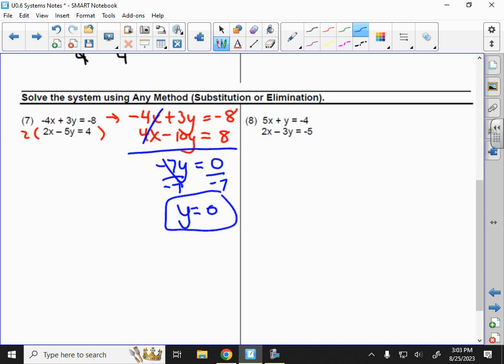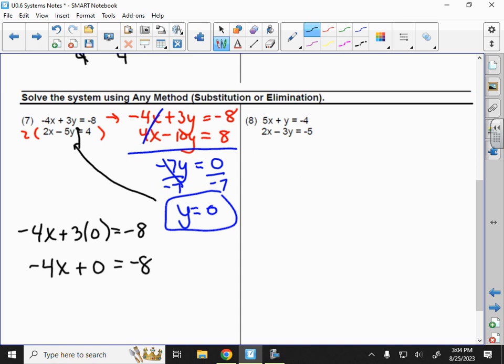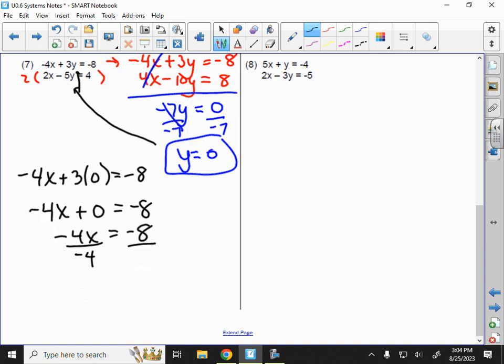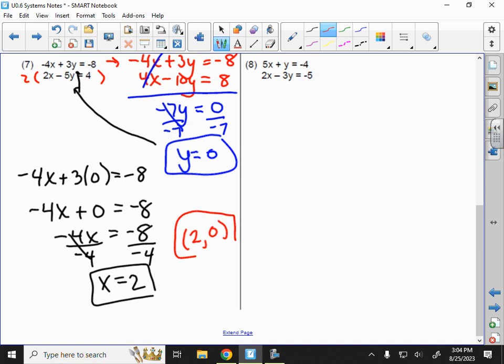That's a number. So now we want to find x, and we'll substitute y equals 0 back into one of these equations, and it doesn't matter which one. I'll just take the top one again. All right, solving for x, 3 times 0 is 0. And then dividing by negative 4, x equals 2. So now we'll take x equals 2 and y equals 0, and I'll write our answer as an ordered pair. So it's x comma y, so 2 comma 0.